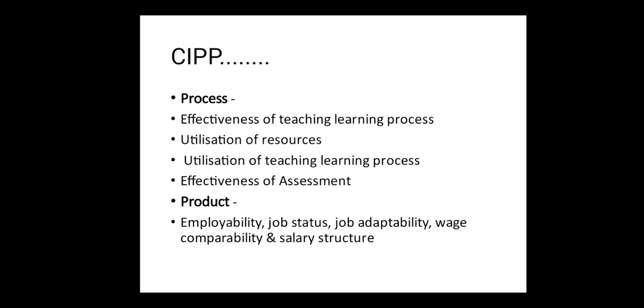So the third one, the first P in CIPP, is the process. The process includes the effectiveness of the teaching learning process. That is the first category we have to consider while evaluating a curriculum. How far is the teaching learning process effective? Then utilization of resources, whether all resources are utilized adequately.